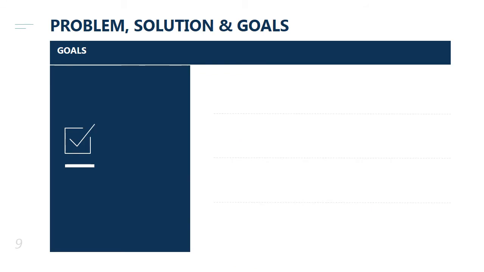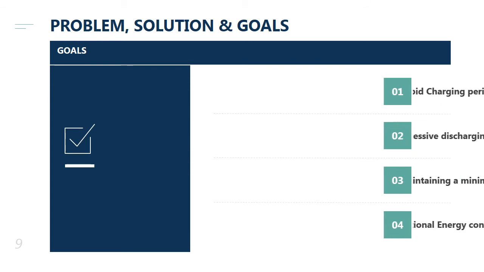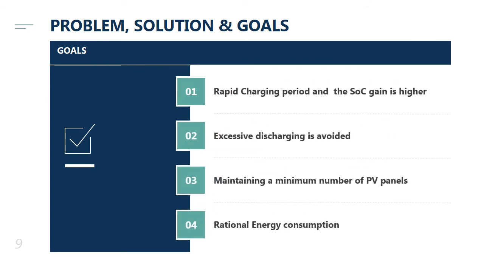Overcoming the disadvantages of standalone PV systems becomes the objective of our study. We expect a rapid charging period and high state of charge gain. Also, an acceptable depth of discharge will be controlled. In addition, the number of PV panels in the system will be fixed at one or two panels per lighting pole. Finally, this kind of system is considered a rational energy consumption way.